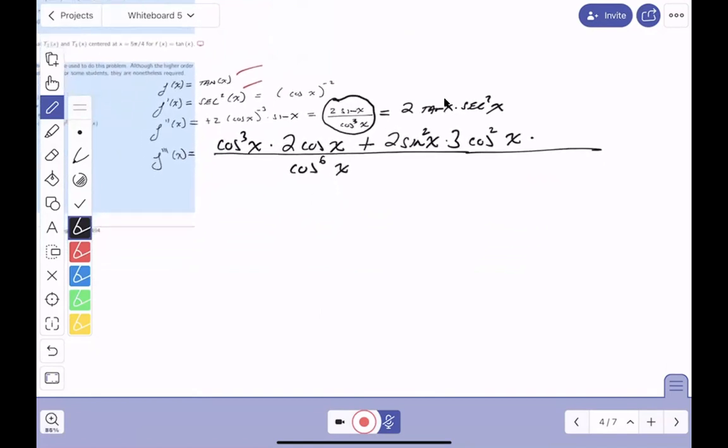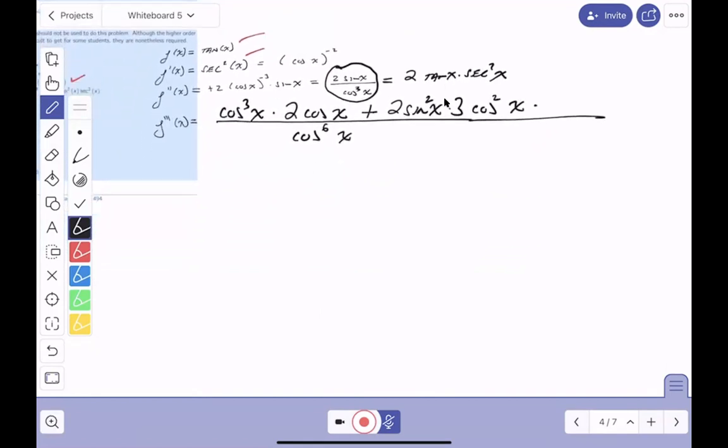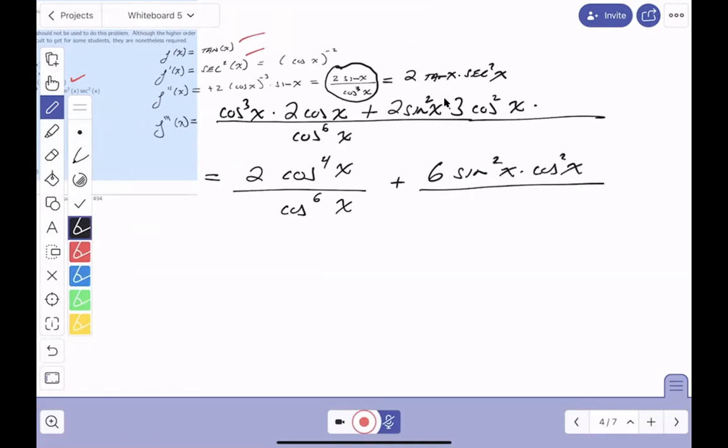I think I just did that though. I'll have to struggle with it. I'm struggling now. So what do you get? 2 cosine 4x over cosine 6x. Let's go to the next term. Plus 2 times 3. Whoops. I think I can do that, right? That would be 6 sine squared x cosine squared x over cosine to the 6, which would be cosine squared x times cosine 4.